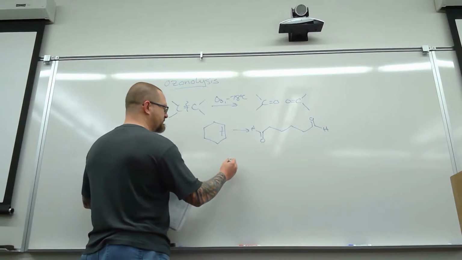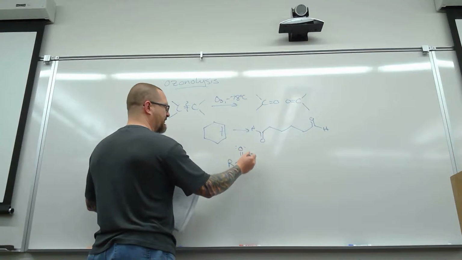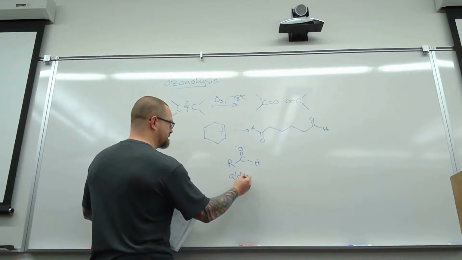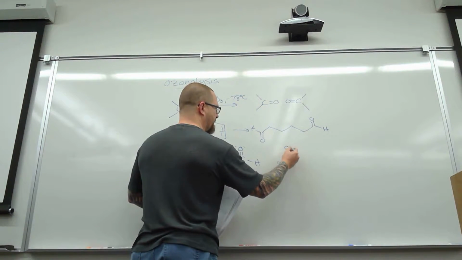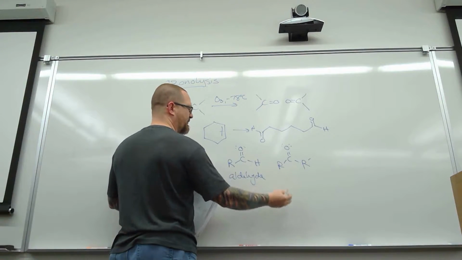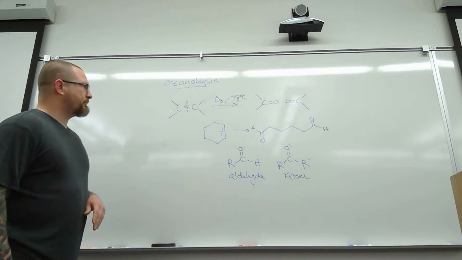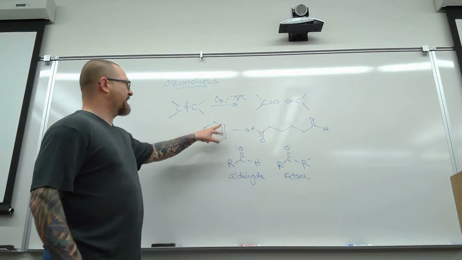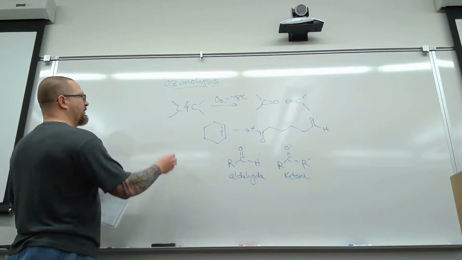But an aldehyde is a carbon with a double bond oxygen and a hydrogen. And a ketone is when you have a pair of carbons attached to the carbon which has the double bond. So in this case, we end up with a pair of aldehydes because we don't have a carbon on both sides.